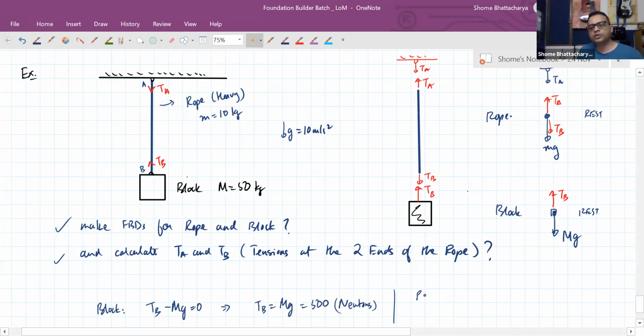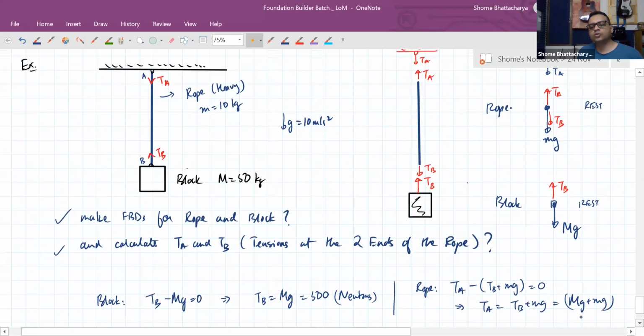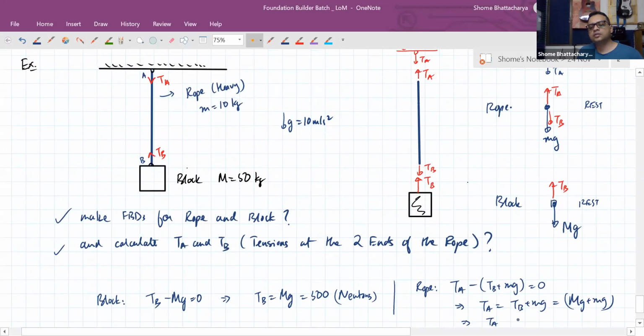Whereas from the rope's free body diagram, you can see that TA balances the sum of TB and small mg. So the tension at the upper end of the rope is equal to the sum of tension at the lower end plus its own weight. So that is nothing but capital Mg plus small mg. So at the top end of the rope, the tension equals the combined weight of the rope plus the block. So that is equal to how much now? That is 550 newtons. No, sorry, 600 newtons.